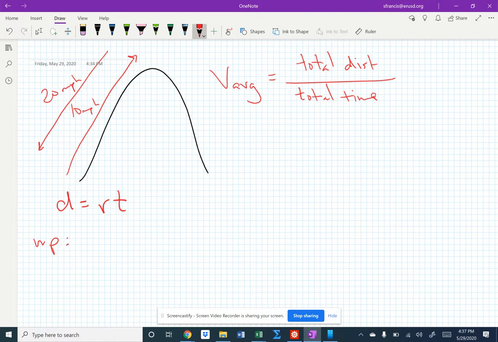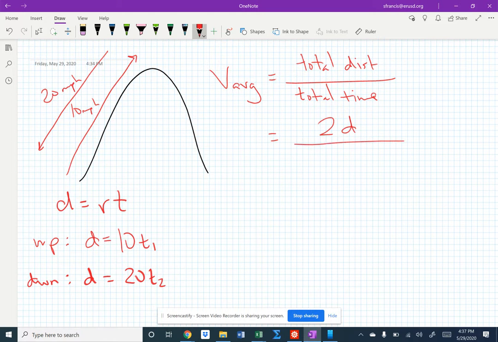I apologize. For going up, the distance is going to be the rate times the time it takes to go up, which I'm going to call t sub 1. And to go down, the distance, same d, because it's the same distance as I said, is going to be 20 times some other time, t sub 2. And so the total distance traveled here, if I'm using my average velocity formula, is going to be 2 times d. Now I need the total time.